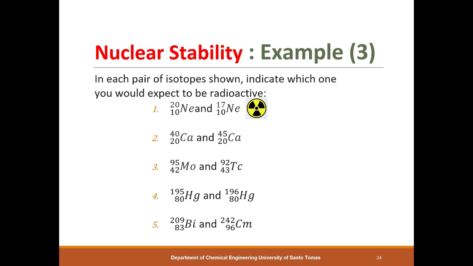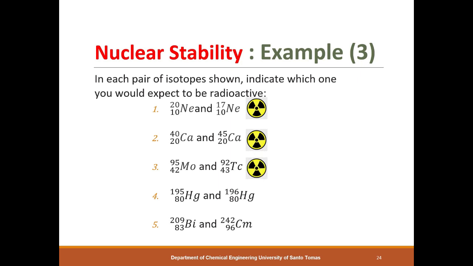For the second pair, we have calcium-40 and calcium-45. Between the two, calcium-45 should be radioactive because it falls above the belt of stability, having a high N/P ratio. Then for C, between molybdenum and technetium, we are to expect that all technetium isotopes are radioactive.